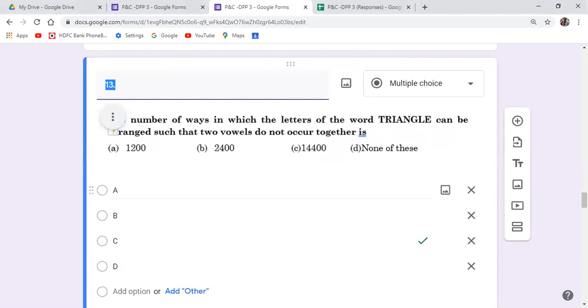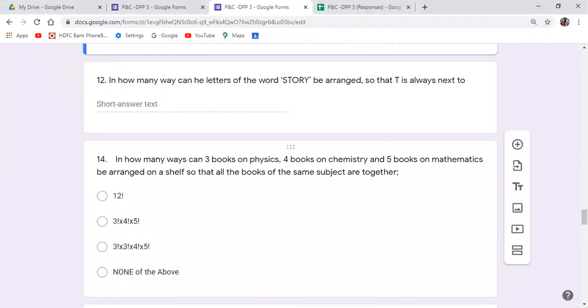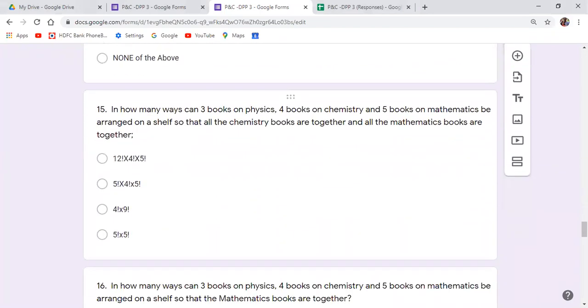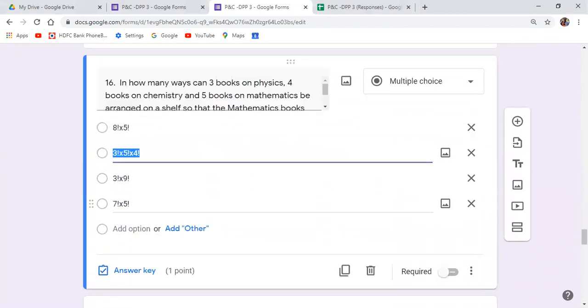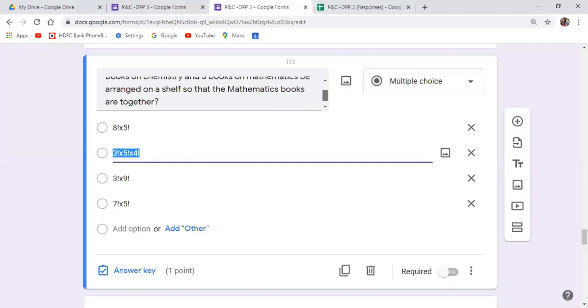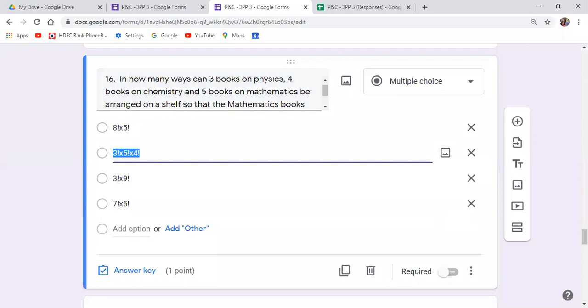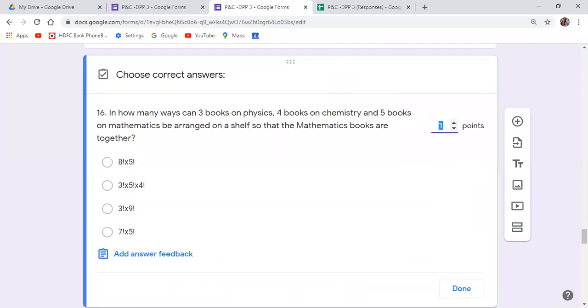Any other doubt? Sir, in the 16th sum you didn't give the answer, and I had a doubt in the 17th. The 16th one, what was the question? One second. Maths books are always together, so maths is assumed as 1. So 8 factorial into 5 factorial, correct? Yes, sir. So the answer is A.